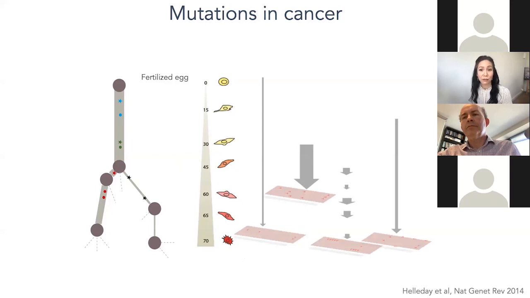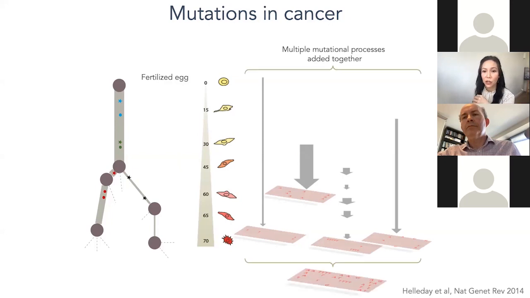They may indicate a defective DNA repair pathway, for example. But each of these mutational processes leaves a characteristic mark, an imprint on the genome that we call a mutational signature. When you sequence a cancer genome, what you get is a final portrait. It's a composite of all of it added together.